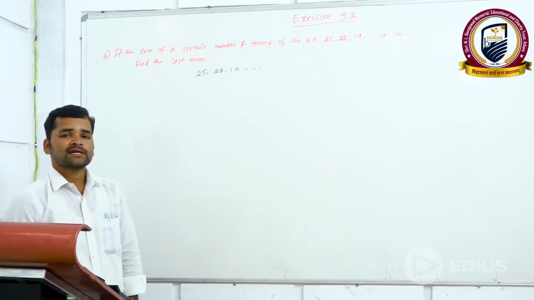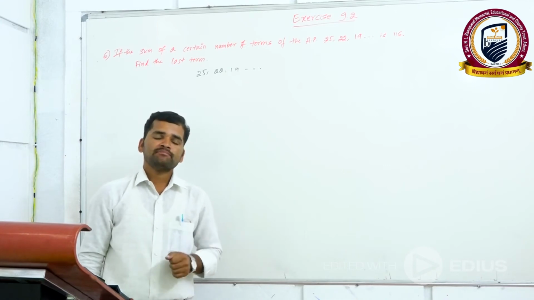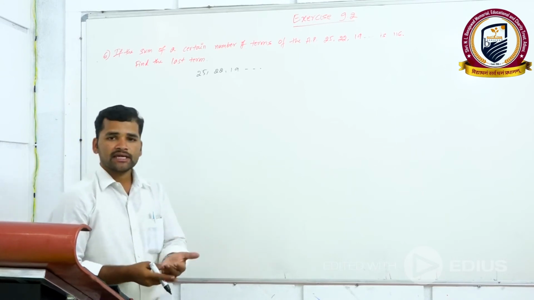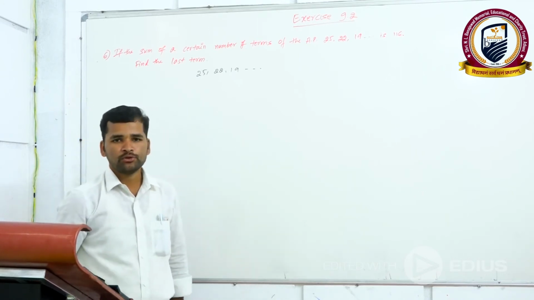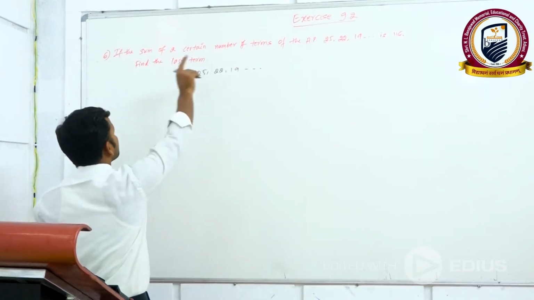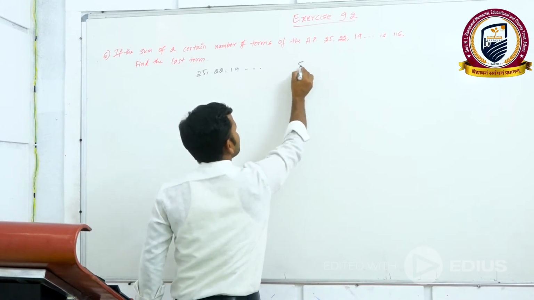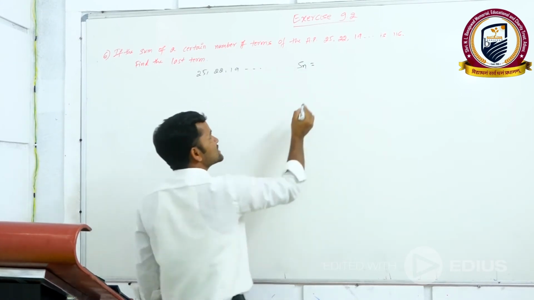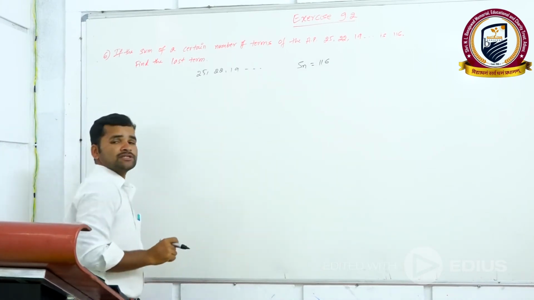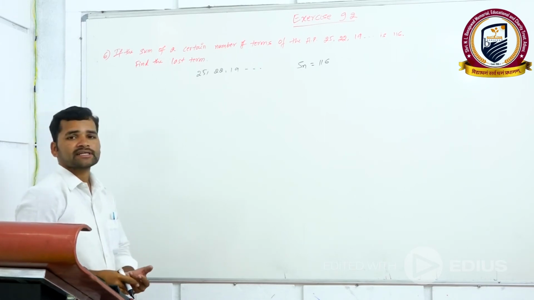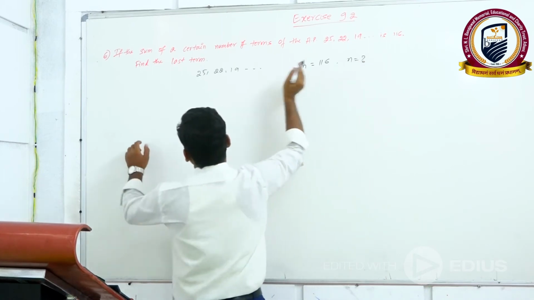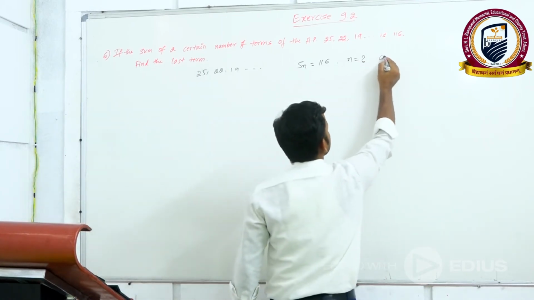Last term means what? Last term means an is equal to a plus n minus 1 into d. a, n and d we need to know first of all to calculate an. So for that, here the sum of a certain number of terms means they have given you Sn. Sn is equal to 116. From this given arithmetic progression, what are the quantities we can write? We can write a and d. n is a question mark. Find the last term. Last term they asked you to find out.